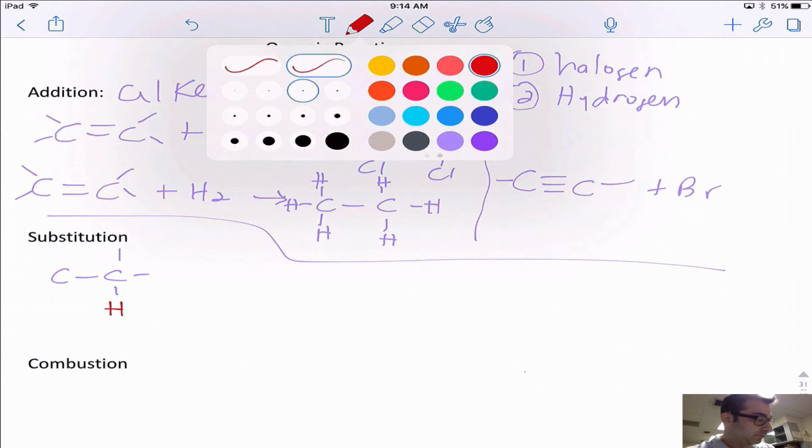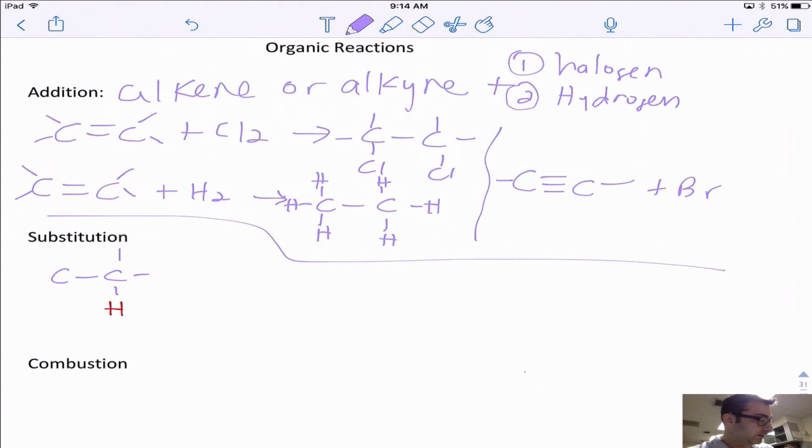I have to find that purple color again. I think it was this one. Okay, so we have our H right there. And now we would add our halogen to this. So this would be alkane plus halogen.